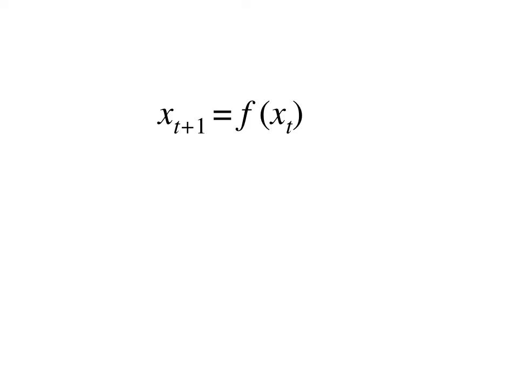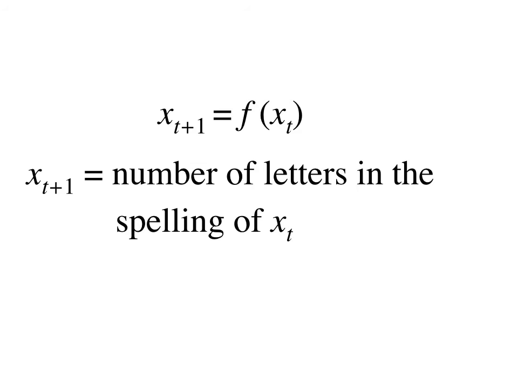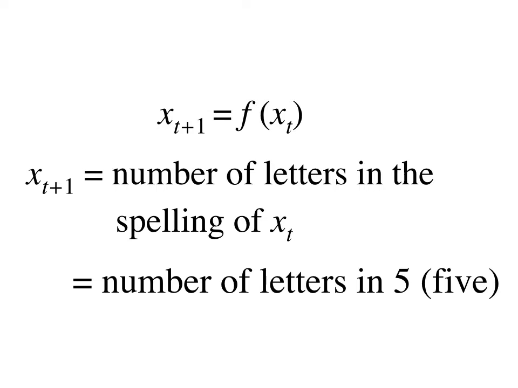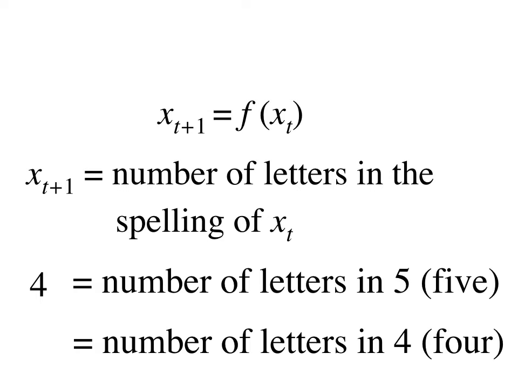Let's talk about one particular iterated map, which is the number of letters in the spelling of xt. So if xt is 5, then the number of letters in 5 is 4, so xt plus 1 is 4. Let's do it again. The number of letters in 4 is also 4, and this is called a fixed point. 4 maps to itself. The number 4 turns out to be special for this iterated map because every number eventually goes to 4, or in technical language, is a globally stable attracting fixed point.